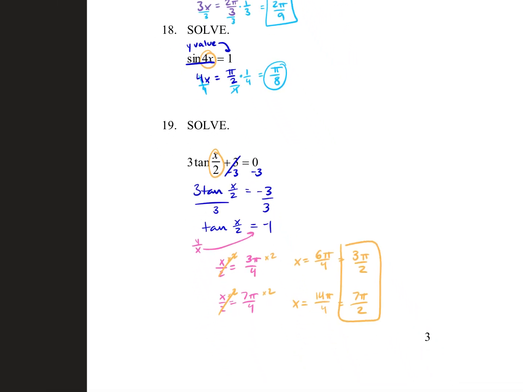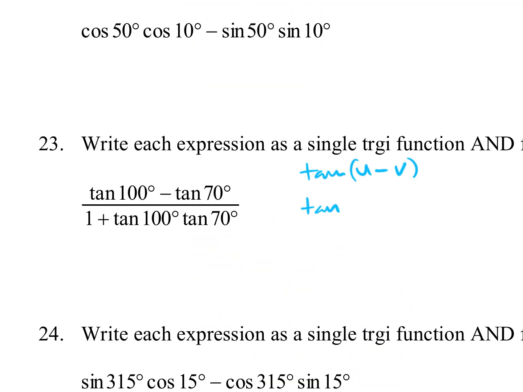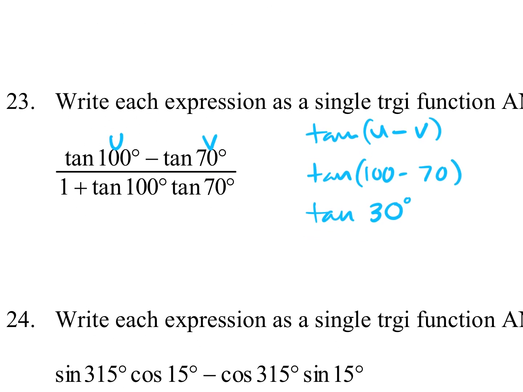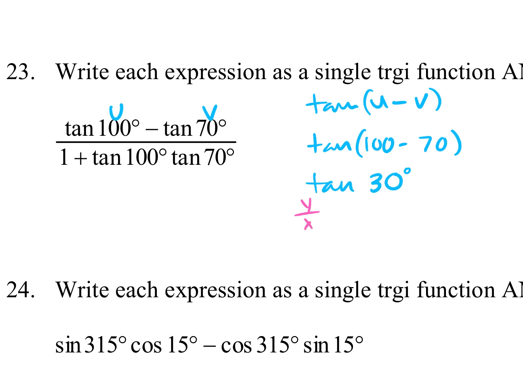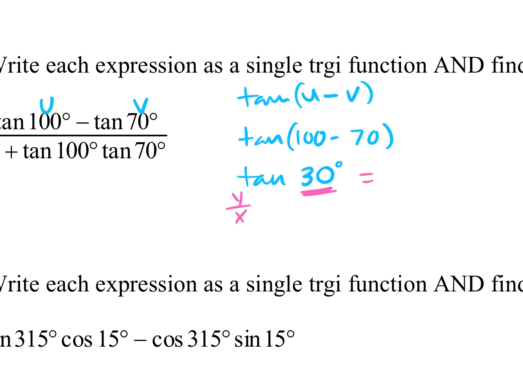All right, we did 19 in class. Our u is 100 and v is 70. So tangent of 100 minus 70. So that would be tangent of 30. Tangent tells us we have to look at what? Y over x. So go to 30 degrees on your unit circle. And what is y over x at 30 degrees? Perfect. You end up with 1 over square root 3, but we always have to rationalize. So it would be square root 3 over 3. So this would be your answer.